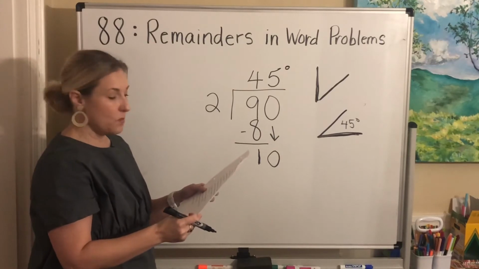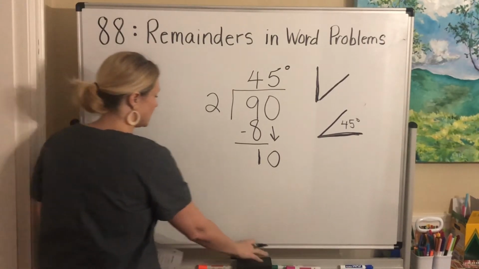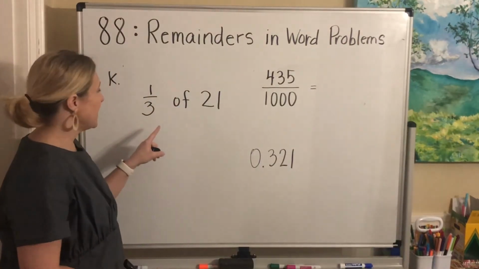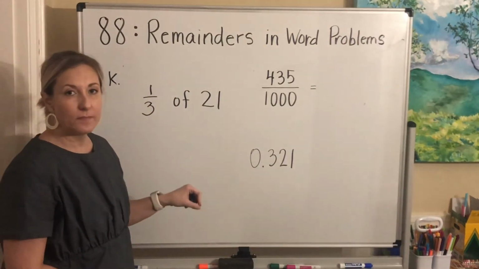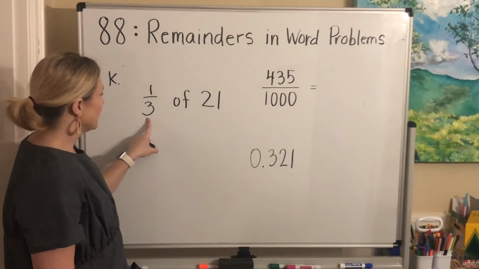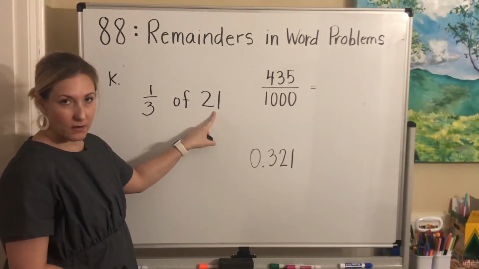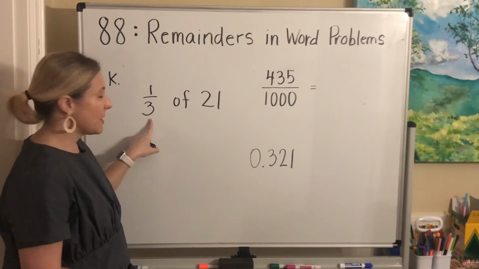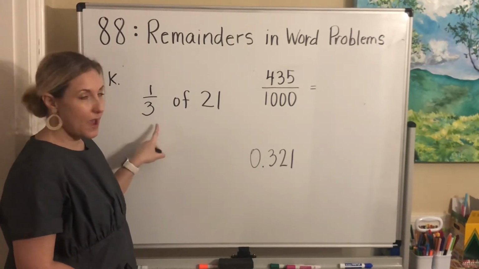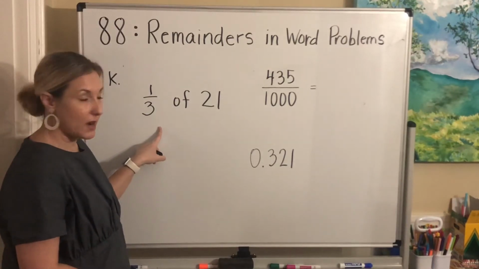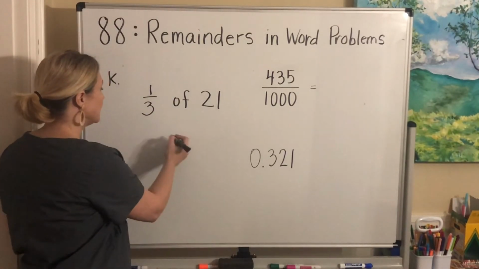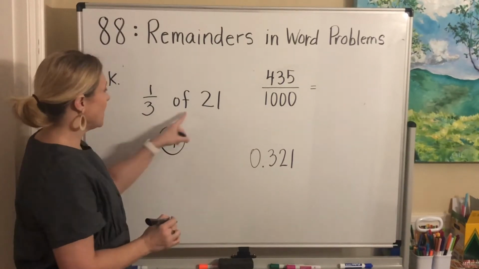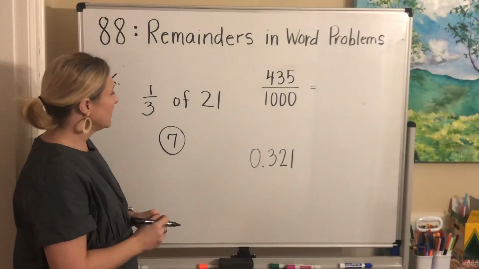Okay, 1/3 of 21. Let's look at that. Take a look at K. 1/3 of 21. 3 goes into 21 how many times? Or you could say 21 divided by 3. Either way, it's division, right? 3 goes into 21 evenly 7 times. So 1/3 of 21 is 7.